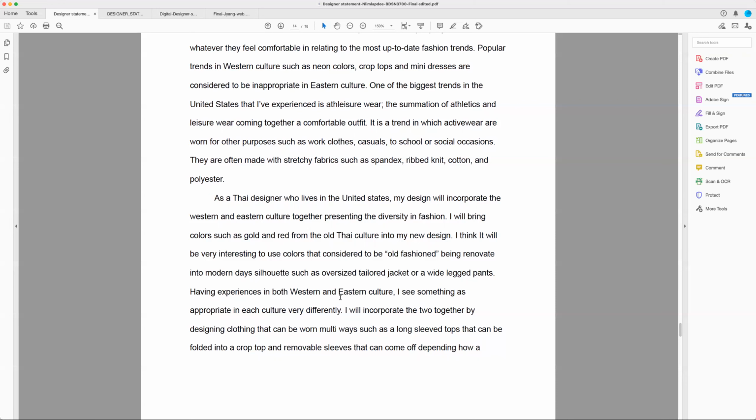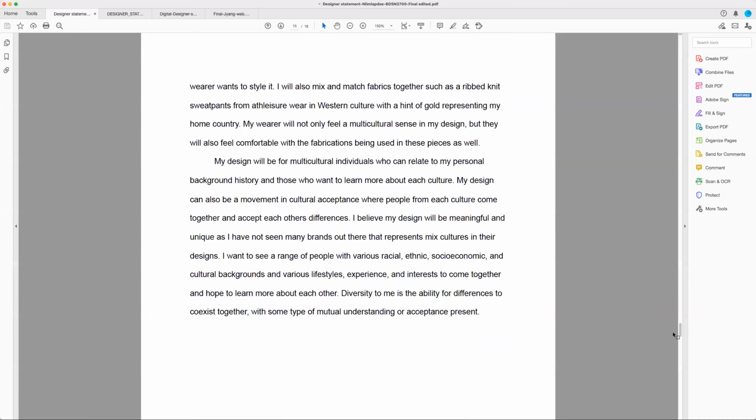Having experiences with Western and Eastern culture, I see something appropriate in each culture very differently. I will incorporate the two together by designing clothing to be worn in multiple ways, such as long sleeves tops folded into crop top, removable sleeves that come off.